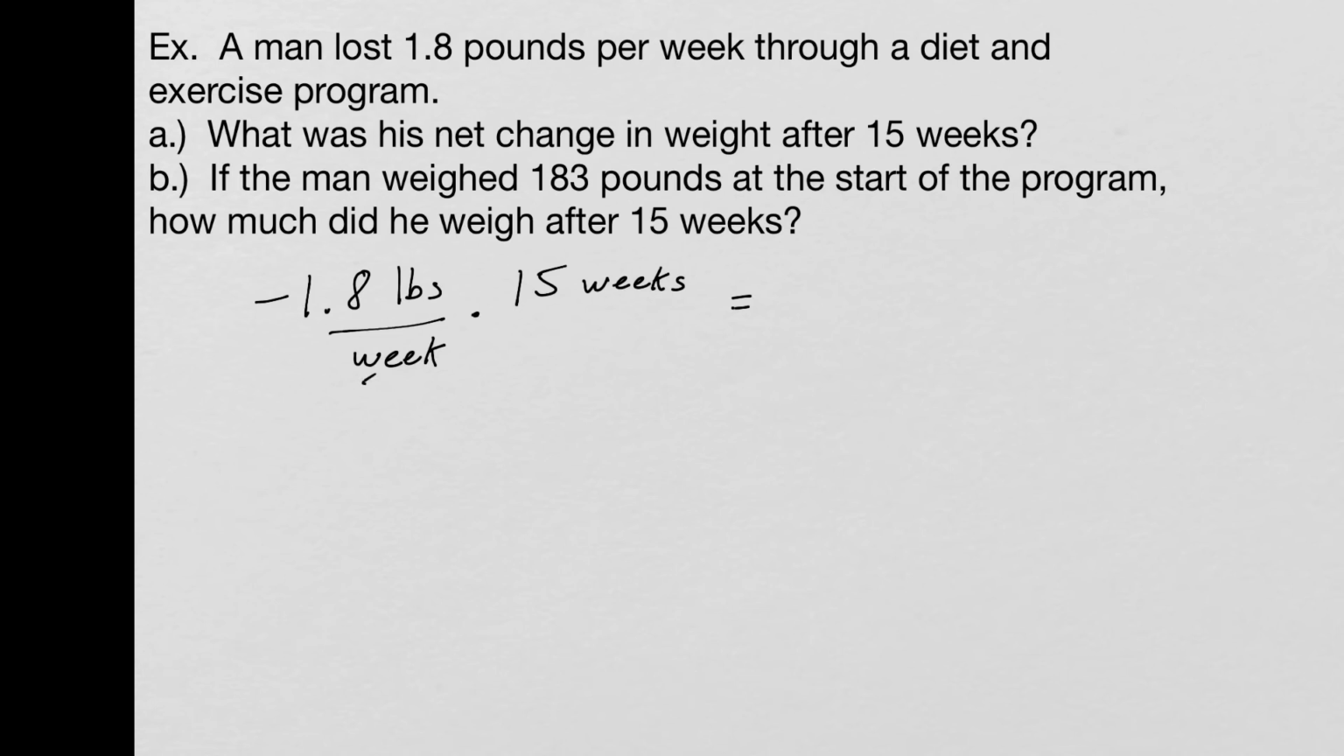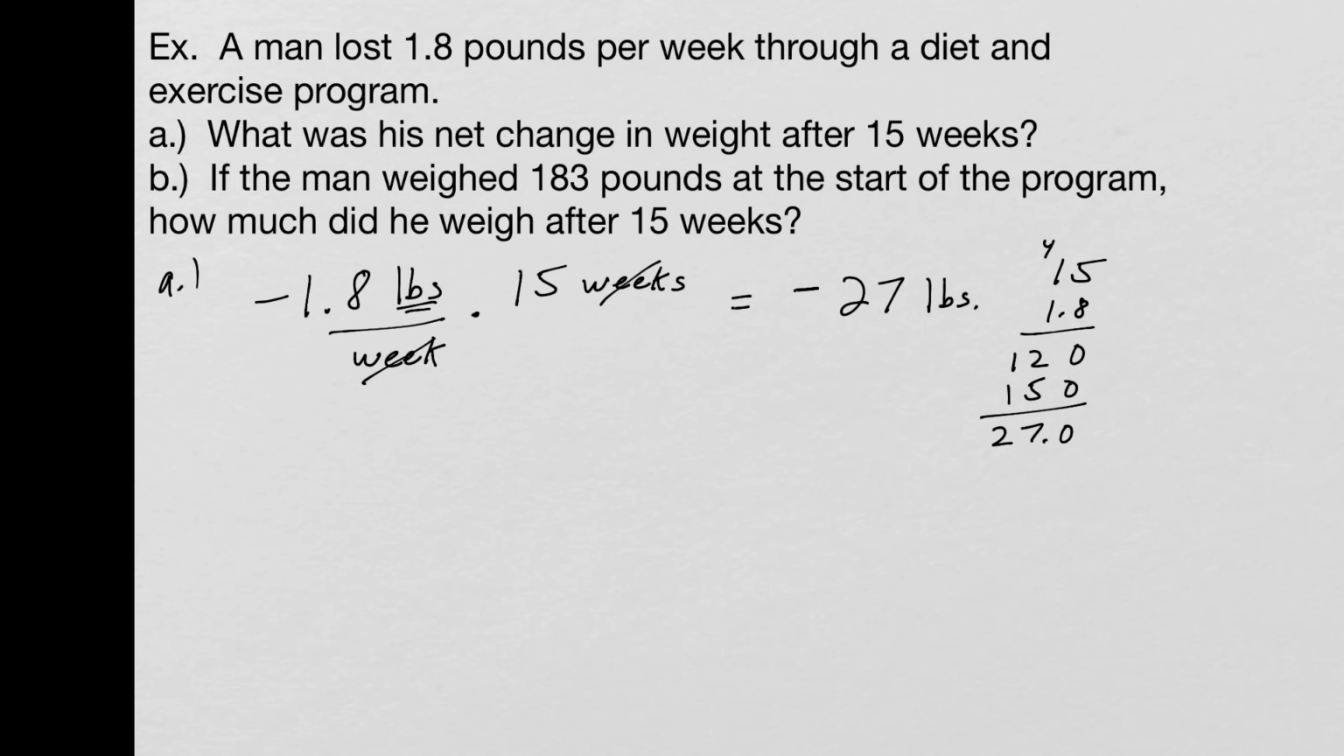Notice here that the units of weeks cancels, right? And I'm going to end up with pounds, which is what I want. So I need to multiply this together. Well, a negative times positive is going to be negative. And then I just need to multiply 15 times 1.8. So it looks like this is going to be 27. So negative 27, and it has units of pounds. That's the net change in weight after 15 weeks. Okay. So that's basically we've answered the question, part A. How do I answer part B?